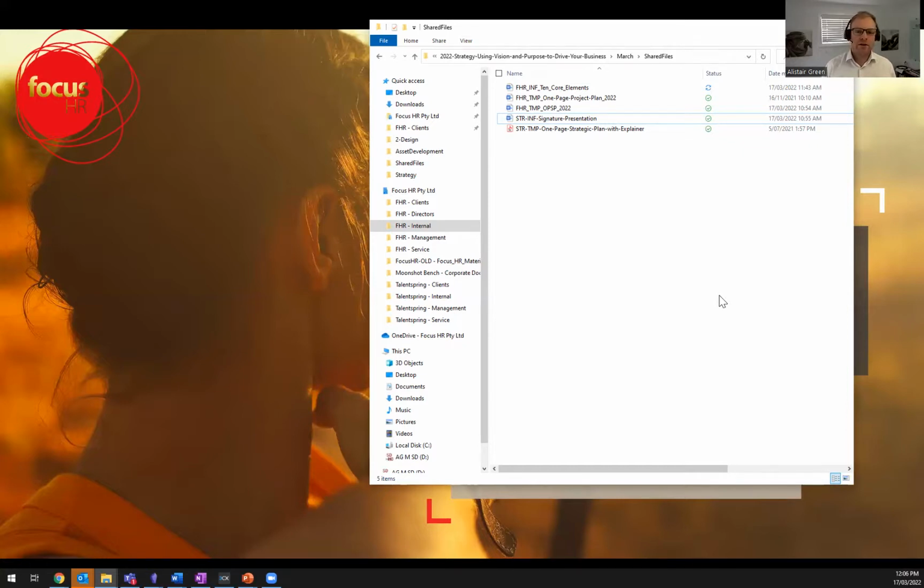And lastly, I'm going to give you a document that we call the CEO presentation or the signature presentation. This is one of the key takeaways. If you are a business owner or leader, this is one of the key takeaways from this session that I want you to have, is where your role fits into the important areas of strategic planning. So I'm going to give you all of those tools.